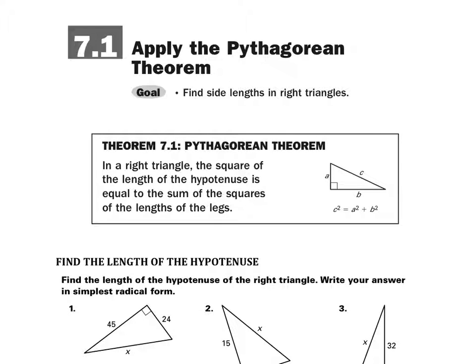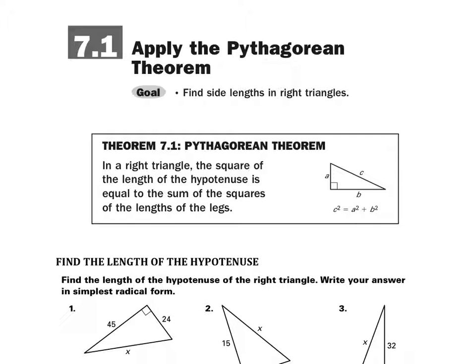Okay, we're going to apply the Pythagorean theorem. Our ultimate goal is to find side lengths in right triangles. So specifically, we must have right triangles. The Pythagorean theorem is that the square of the length of the hypotenuse, which is our C, is equal to the sum of the squares of the lengths of the legs.